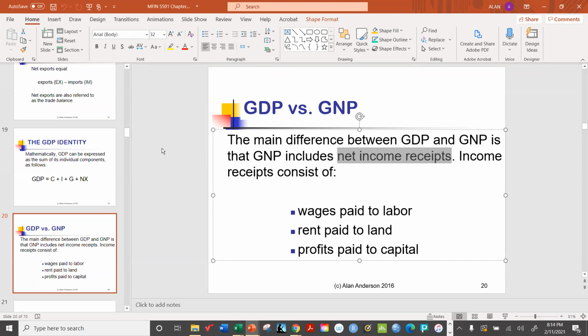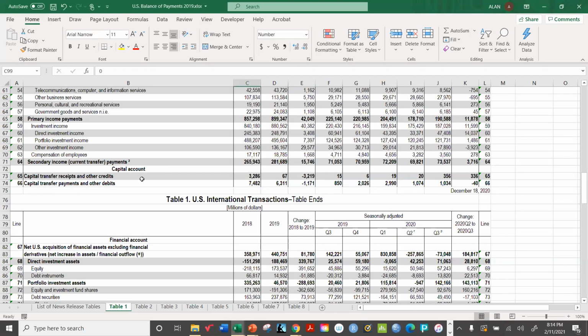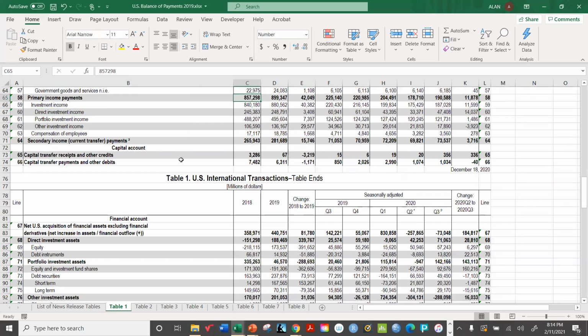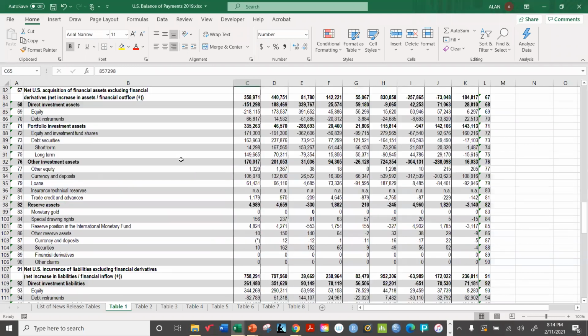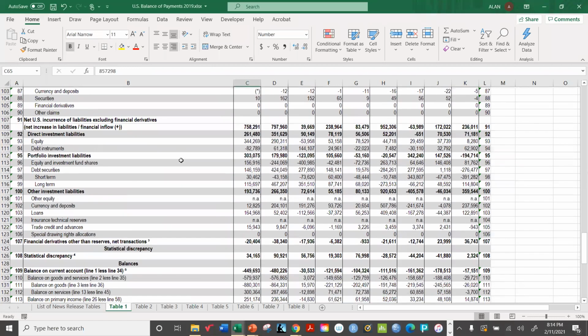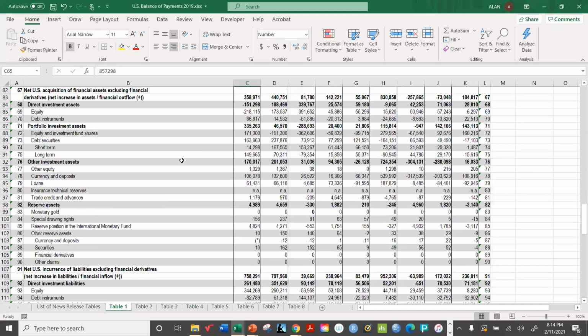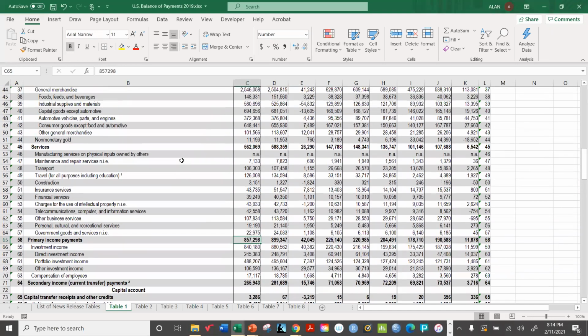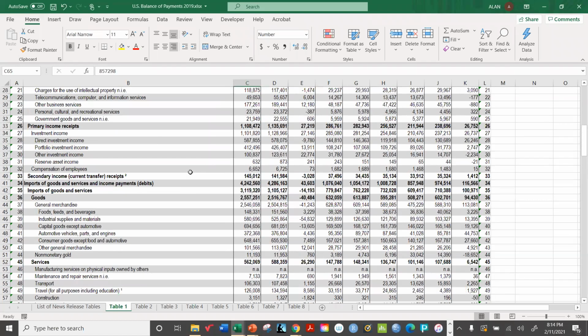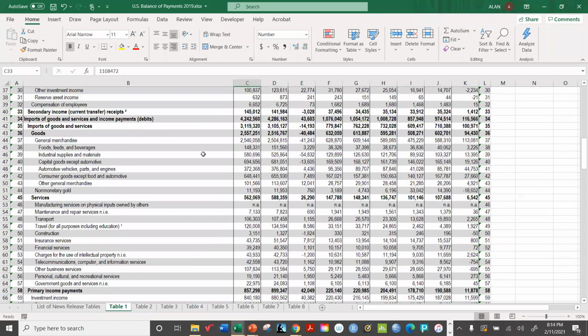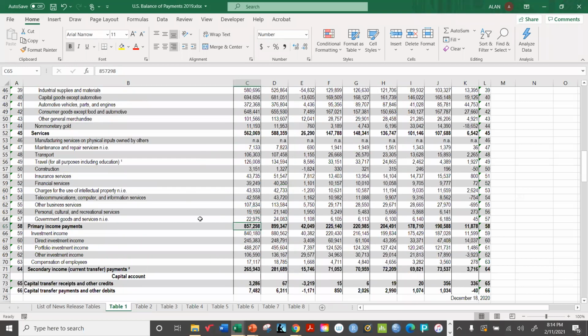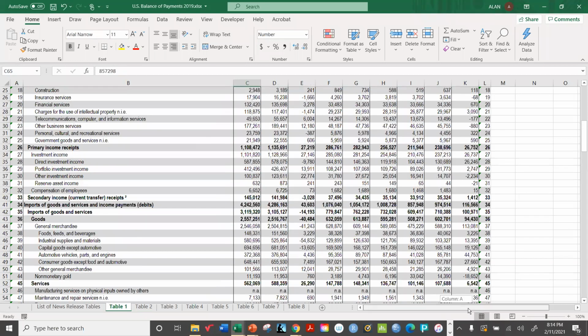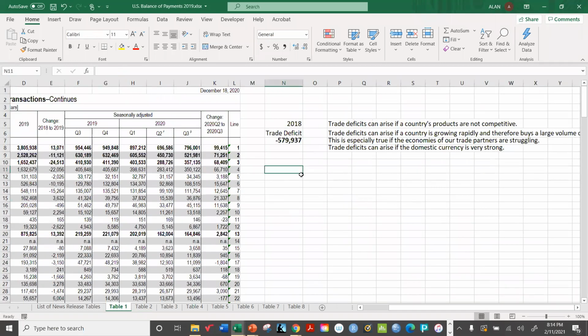All right. Now, if we look at our spreadsheet again, we have primary income payments here. Let's see. We should have primary income receipts down here somewhere. Oh, here we are. Okay, so this is how much comes into the country, and this is how much goes out. So here we actually have a surplus. So let's figure out what it was. 2018 net income receipts.